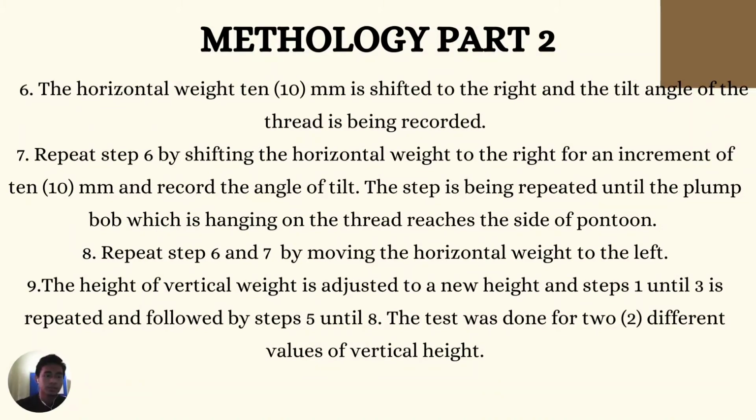Step number 8, repeat steps 6 and 7 by moving the horizontal weight to the left. The last step is the height of the vertical weight is adjusted to the new height, and steps 1 until 3 are repeated, followed by steps 5 until 8. The test was done for 2 different values of vertical weight.